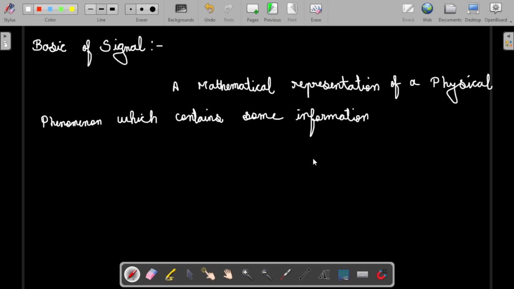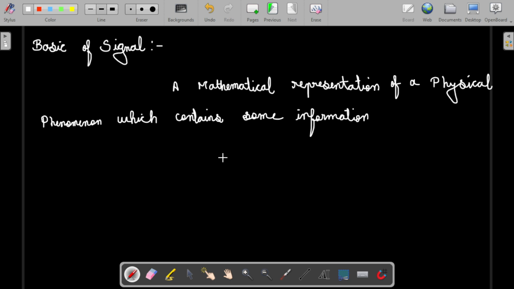Basics of signals. A signal is nothing but a mathematical representation of a physical phenomenon which contains some information. The signal is a kind of representation that holds the physical phenomenon of an activity or characteristic, and which may contain some information.